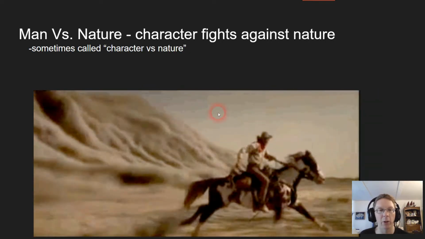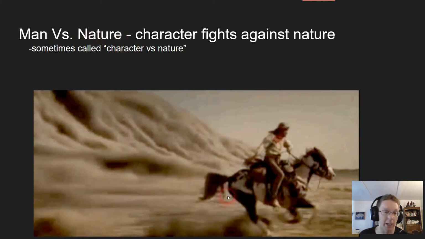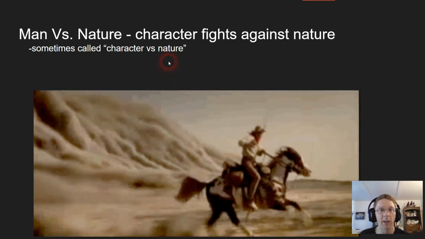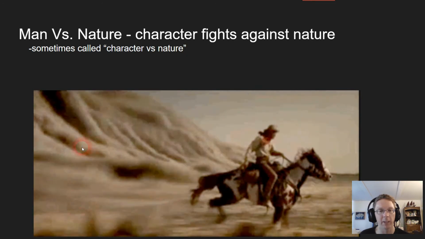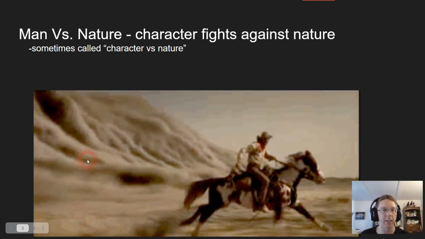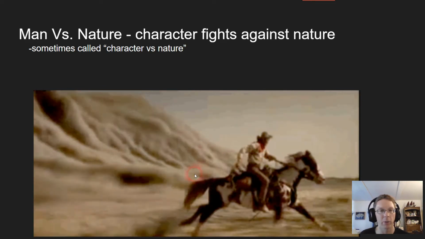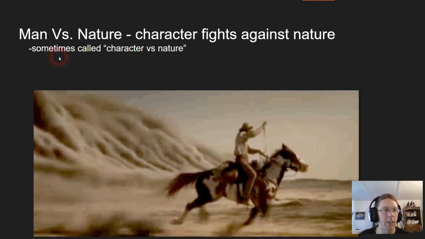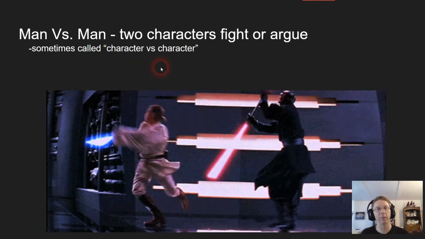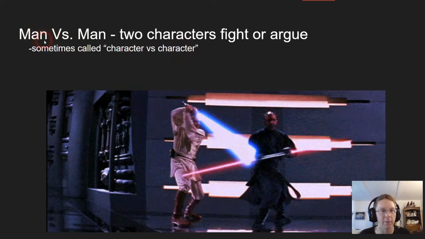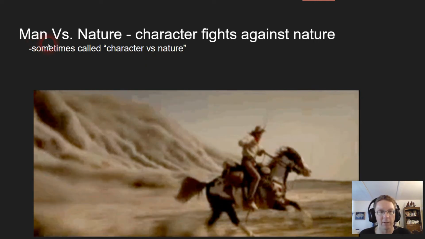Sometimes we have a second one here called man versus nature. You can see the man on the horse here riding, and the horse itself running, fight against nature. These two are escaping from a sandstorm that is building up in the desert. The sandstorm is the nature. The characters are the horse and the guy that is riding the horse. And just like the first one, this is sometimes called character versus nature. So let's go back one step. First one is character versus character, or man versus man. And the second one is character versus nature, sometimes called man versus nature.